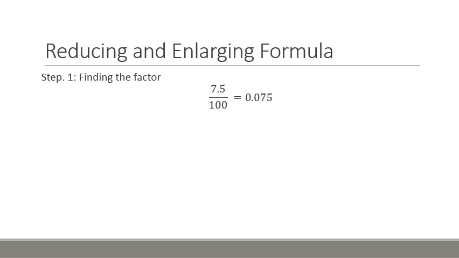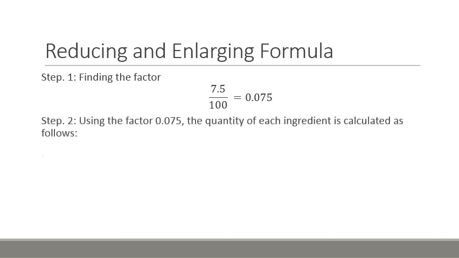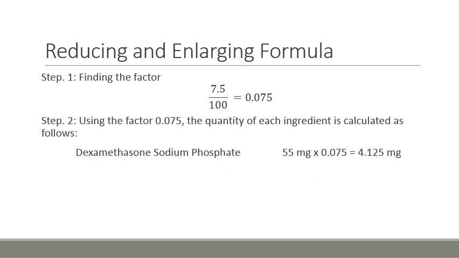So if we multiply this factor with each of the ingredients of the formulation, the required quantity of dexamethasone sodium phosphate, that was basically 55 milligram for standard preparation. If you multiply it with 0.075, here we will require 4.125 milligram of dexamethasone.